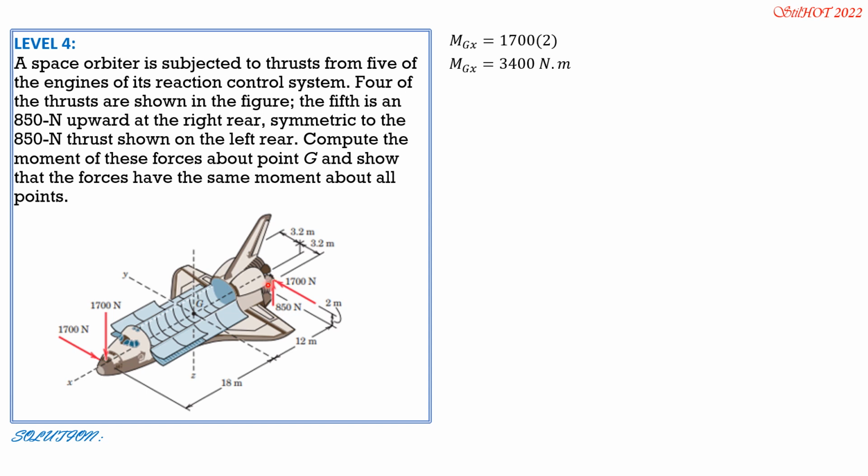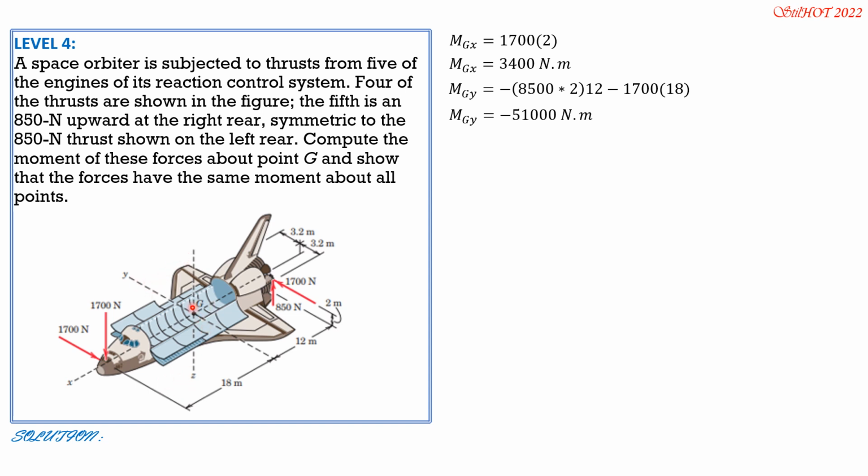Beginning with 850, again right thumb, so the positive sense would be in that direction. The moment of the two 850 is in the opposite direction, so they are negative. The moment of this 1700 force is also in the opposite direction, so negative. So it is negative 2 times 850 times 12, then negative 1700 times 18. So MGY is negative 51,000 Newton meter.